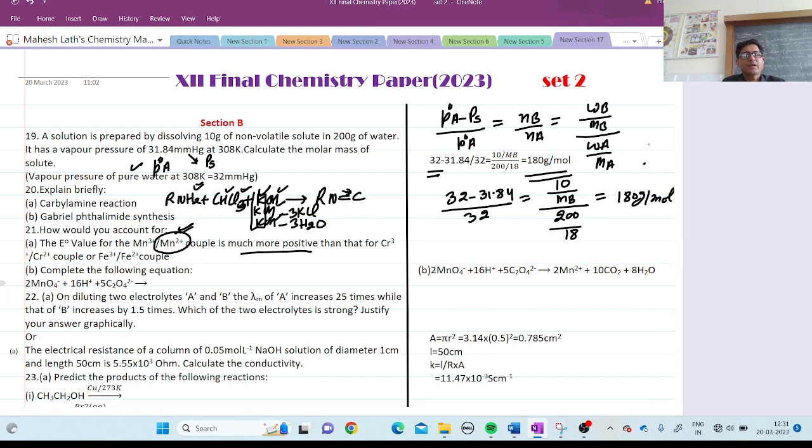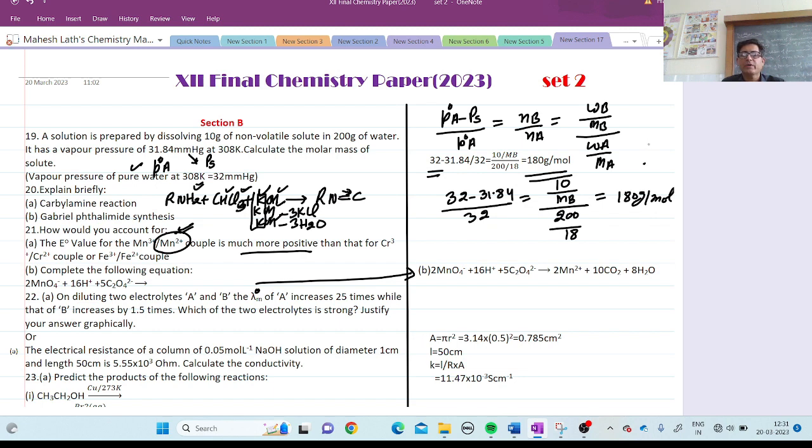Next is permanganate ions plus 16 H plus and oxalate ions. Complete this reaction. Its answer is written as it is visible on your screen. Question number 22. On diluting 2 electrolytes A and B, the molar conductance lambda m, at infinite dilution represented as lambda m naught, of A increases 25 times while that of B increases by 1.5 times.